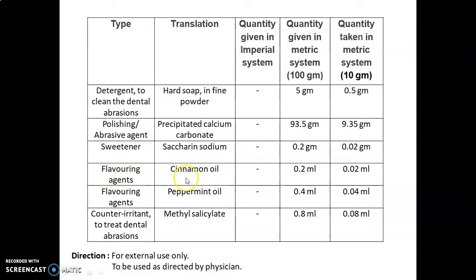Cinnamon oil is used as a flavoring agent, quantity given is 0.2 ml, taken should be 0.02 ml. Peppermint oil is also used as a flavoring agent, quantity given is 0.4 ml, taken should be 0.04 ml. Methyl salicylate is used as a counter irritant, which is used to treat the dental abrasions, quantity given is 0.8 ml, taken quantity should be 0.08 ml. Direction: for external use only, to be used as directed by physician.